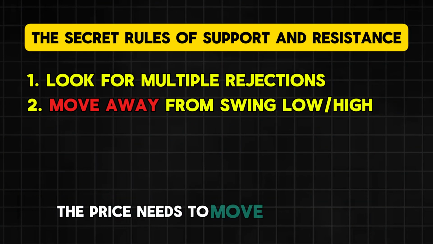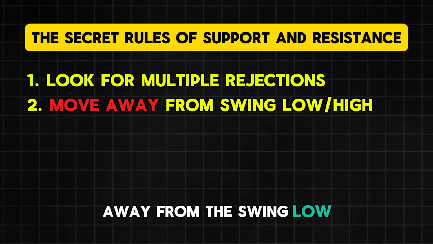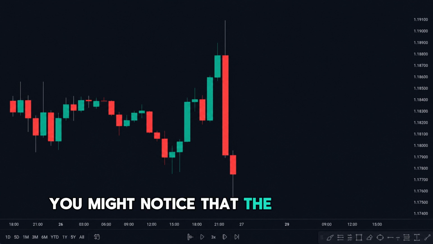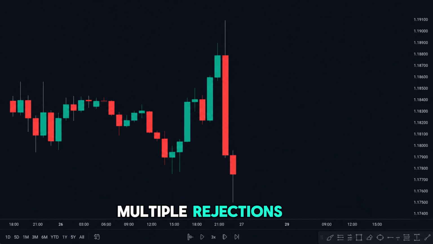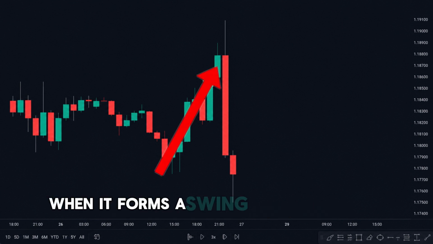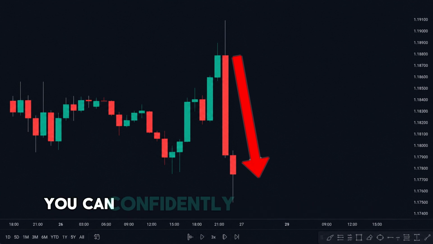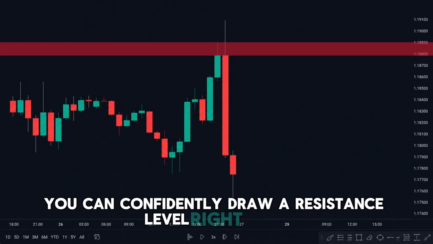The price needs to move significantly away from the swing low or swing high. In this scenario, you might notice that the price hasn't formed multiple rejections yet. But observe how it reacts. When it forms a swing high and moves away from it and then reverses to head back down, it doesn't just inch away. It moves significantly. When you see this powerful movement, you can confidently draw a resistance level right there.